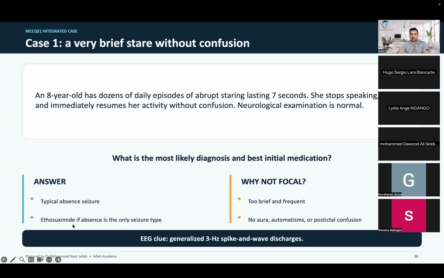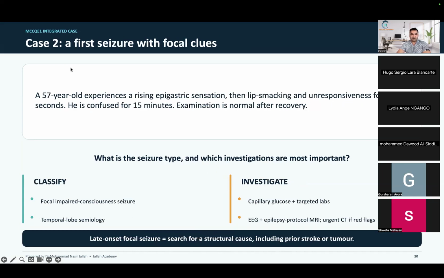What is the best medication? Ethosuximide, if absence is the only seizure type. Why not focal? Too brief and frequent, no aura, automatism, or postictal confusion. EEG clue: generalized. This is something that you have to memorize. EEG will show 3 hertz spike and wave discharge.